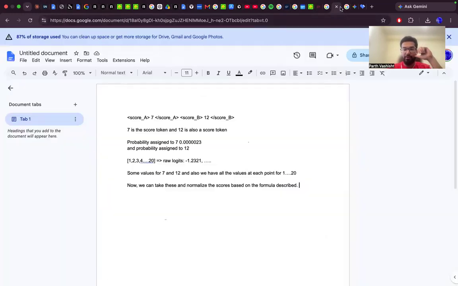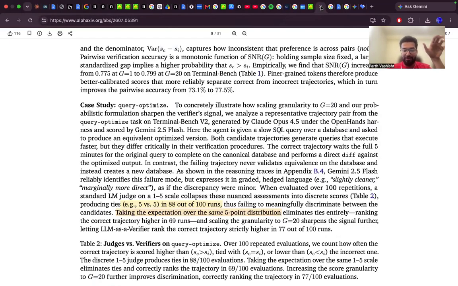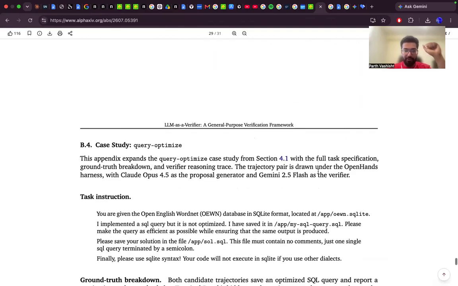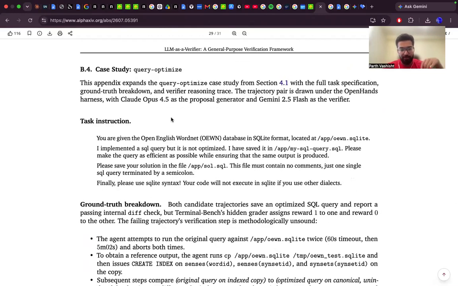In this document, if you remember, I was taking expectation over 1 to 20. So if we have a 5-point scale, then we can take an expectation or the probability over these token sets. I think this is the main idea which I initially captured, but let's go to P.4 and understand the case study.